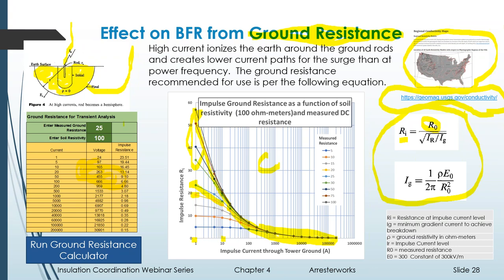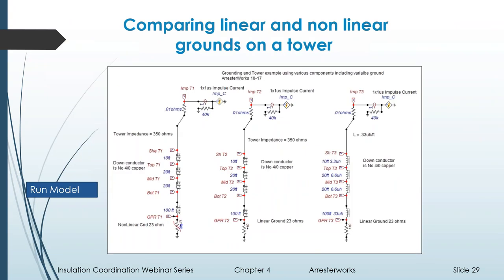So I won't go through the calculator, but it's there in the folder, and we'll be using these equations in our model for the ground resistance. I also have a model there that allows you to take a look at a pole. Let's see if I can expand this a little bit. It allows you to just take a lightning surge and hit one single tower, to keep it simple. I use a nonlinear ground and a linear ground, and I also use line impedance and just inductance for the tower.